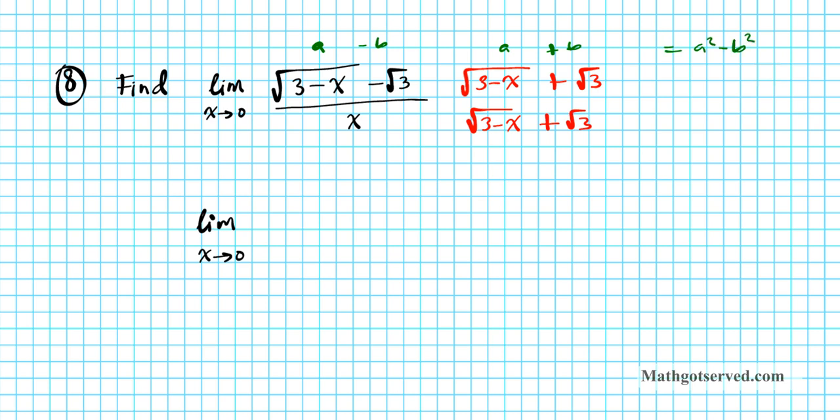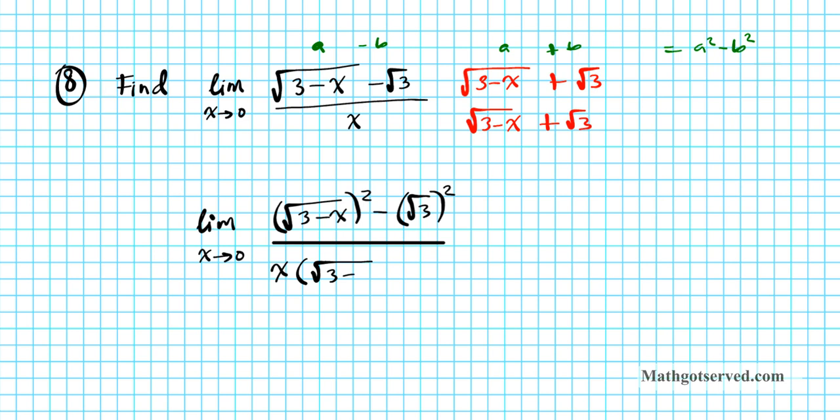Okay, so if you multiply that out, this is simply going to become the square root of 3 minus x squared minus the square root of 3 squared. That goes for the numerator. Okay, and then for the denominator, we're going to simply have x times the square root of 3 minus x plus the square root of 3. Okay, let's not distribute because we might have some cancellation happening at the top. That'll take out this x, all right?